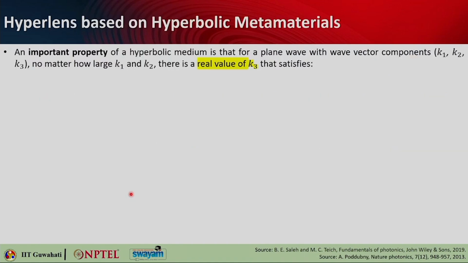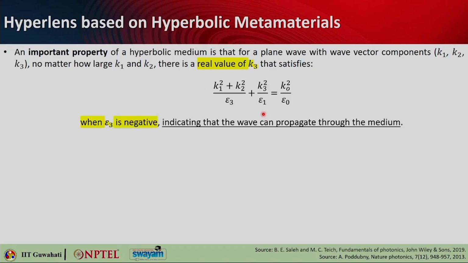Now, how do you make a hyperlens based on this hyperbolic metamaterial? An important property that you have seen of a hyperbolic medium is that for a plane wave with wave vector components k1, k2 and k3, it does not matter how large your k1 and k2 are, there is always a real value for k3 that will satisfy this equation.